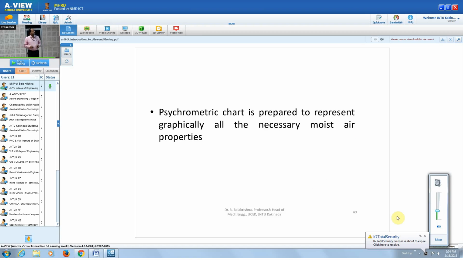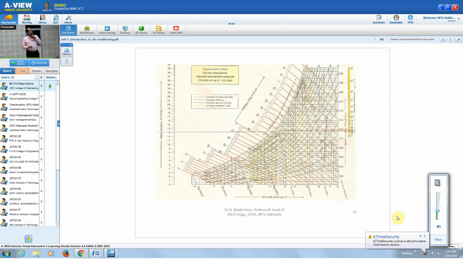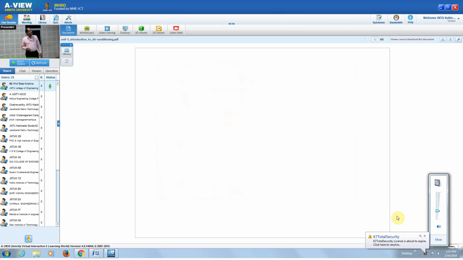Then the psychrometric chart is prepared to present graphically all the necessary moist air properties. It gives the specific humidity, the relative humidity, the specific volume of the air, and the enthalpy of the air. I told you, at a particular point you can calculate all these properties. With reference to that point, you can calculate them on a psychrometric chart. Next slide. So this is the psychrometric chart. Maybe we will see some calculations.